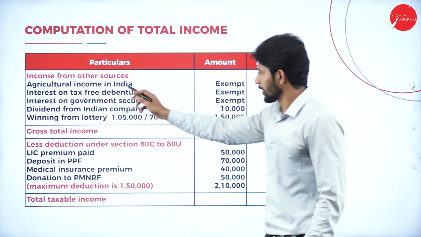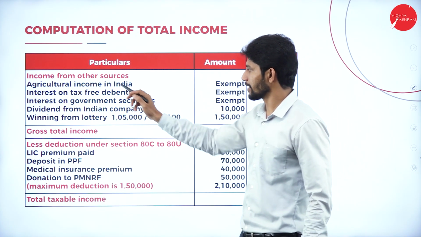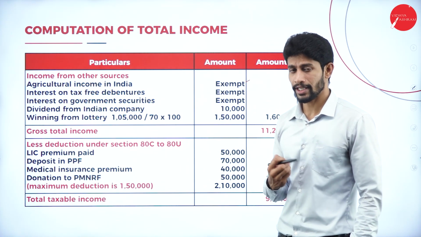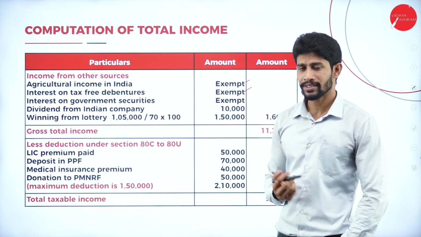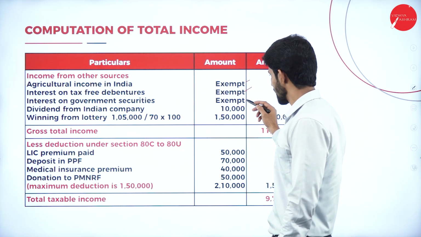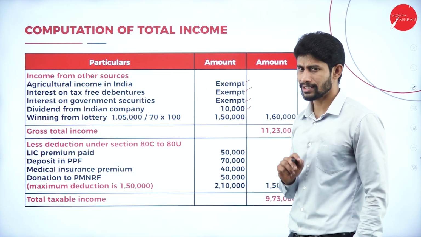Moving on, income from other sources. So agriculture income, it is exempted. Interest on tax-free debentures, yes, it is also exempted. And interest on government securities, yes, it is also exempted. Next, dividend from Indian company, 10,000, it is taxable.